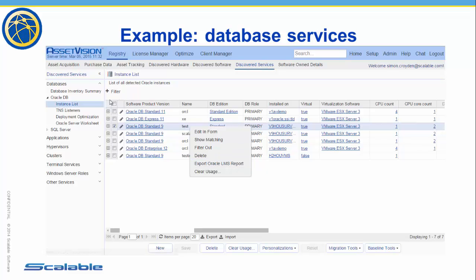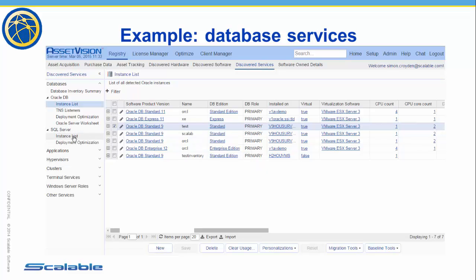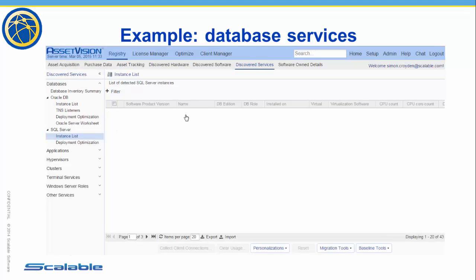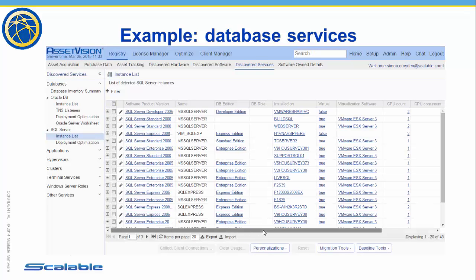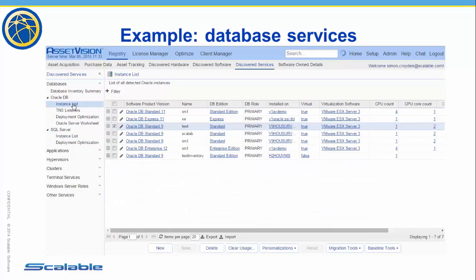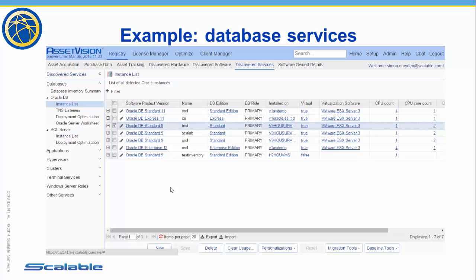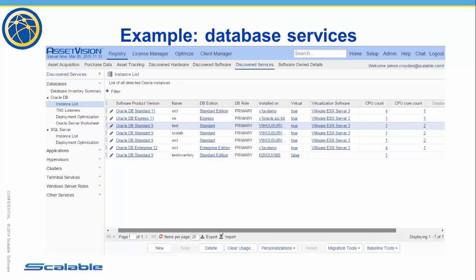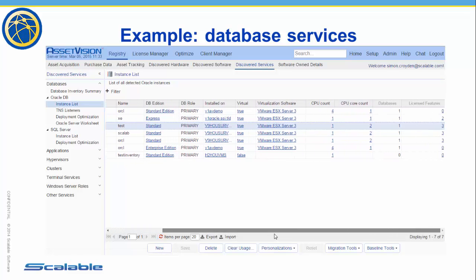In all cases, not only do we identify the instance and edition of the database, we provide the key environmental data that helps identify licensing configuration data. This includes the calculation of vendor-specific licensing metrics, such as Oracle Processor and Microsoft Core.